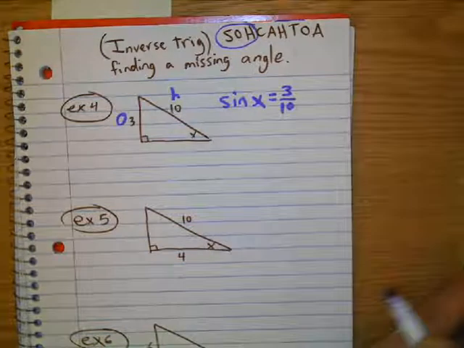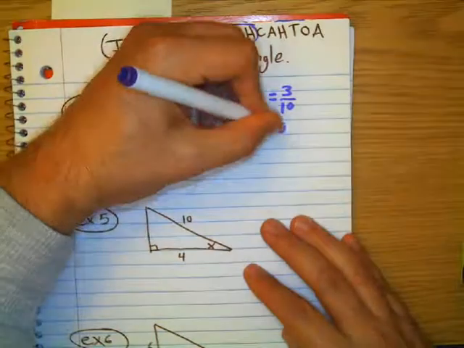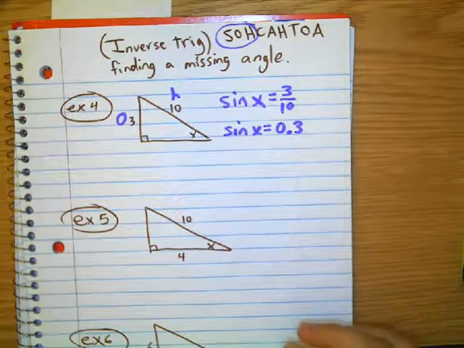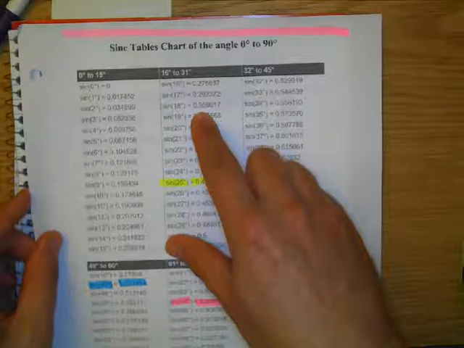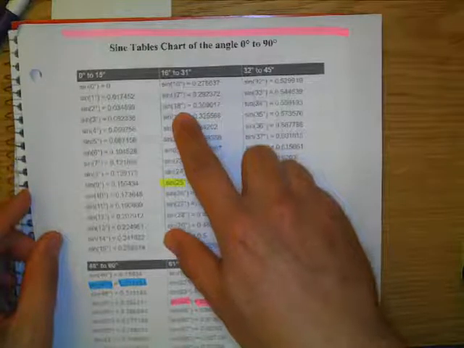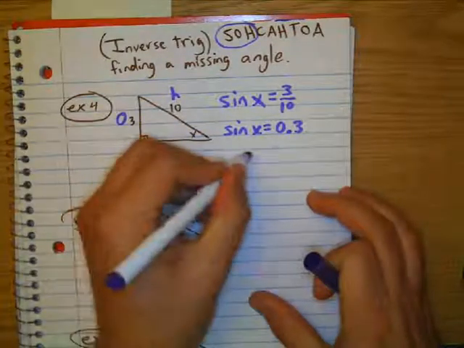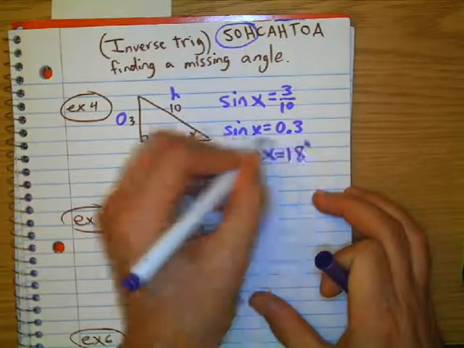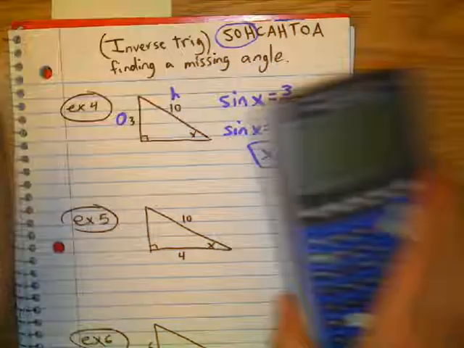Okay, so I've got sine x equals 0.3, and so there's two ways I can do this. I can get my sine table and say, okay, where is 0.3? Okay, 0.3, that's going to give me an angle of 18 degrees. So I can say x equals 18 degrees.